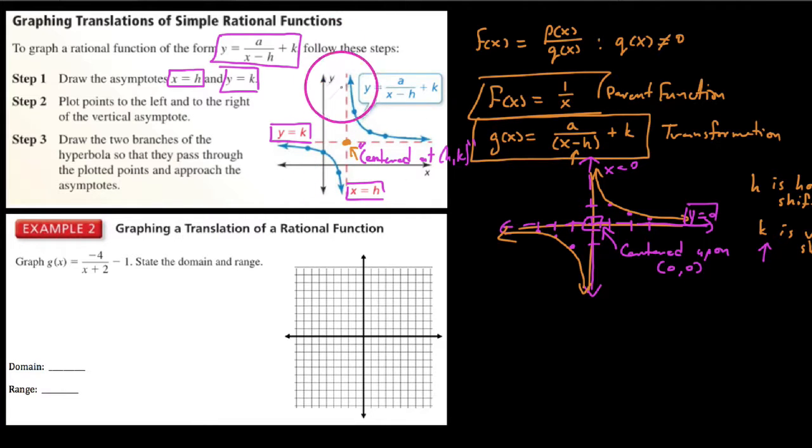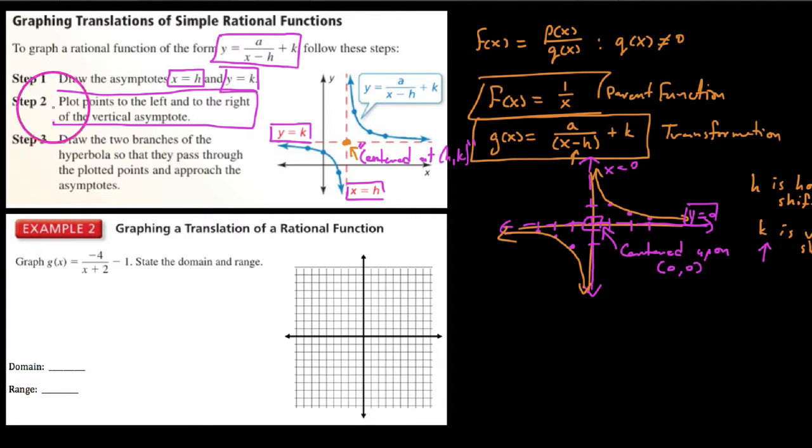We'll say that this is where our two asymptotes would intersect, and then from there, using our a value, we could plot some points to the left and right of these vertical asymptotes. In terms of sketching these, we're going to draw in our asymptotes and then plot some points to the left and right of every vertical asymptote. And this is an important step here.